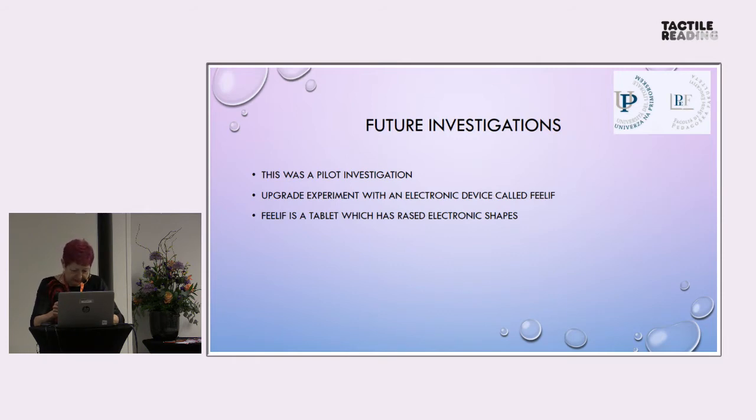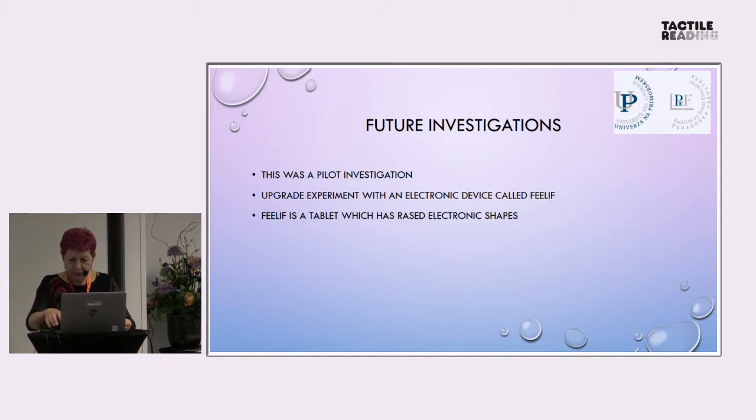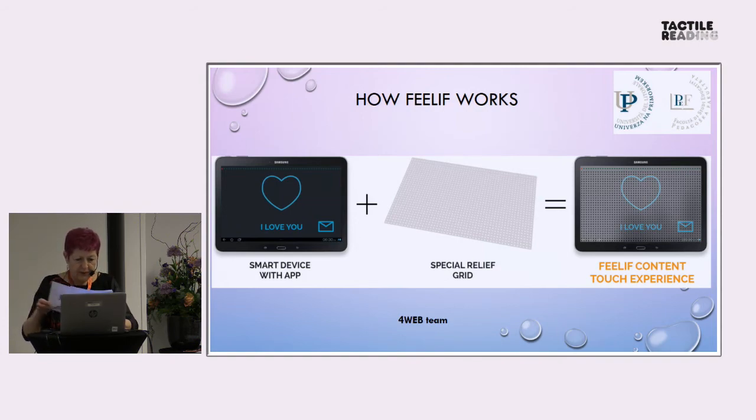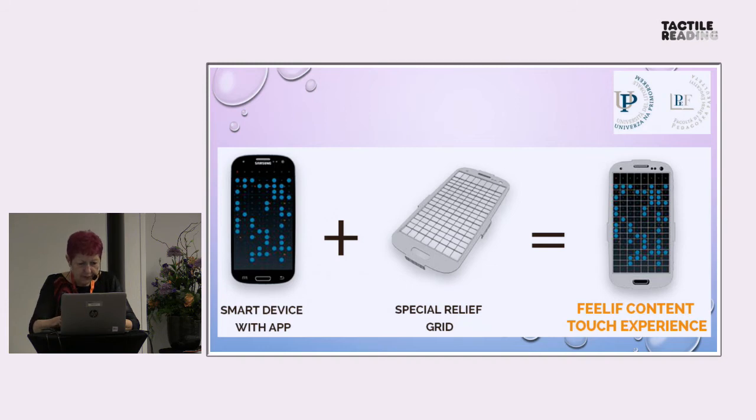This was a pilot investigation, to be upgraded with an experiment using an electronic device called Philif. Philif is a tablet which has raised electronic shapes. How Philif works: you see here a tablet, a smart device with an app, plus a special relief grid, and you can touch these bumps through vibration on a flat screen. You can also use it on a smartphone, plus a special relief grid, and you can read braille.